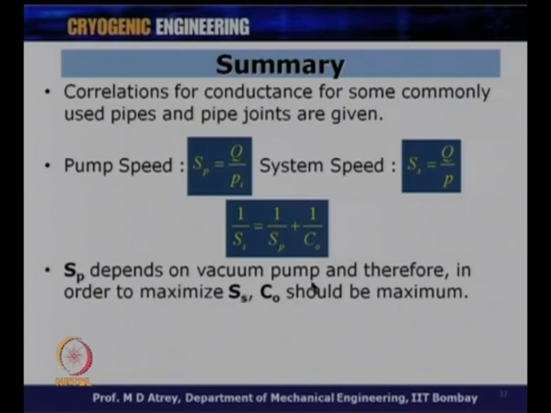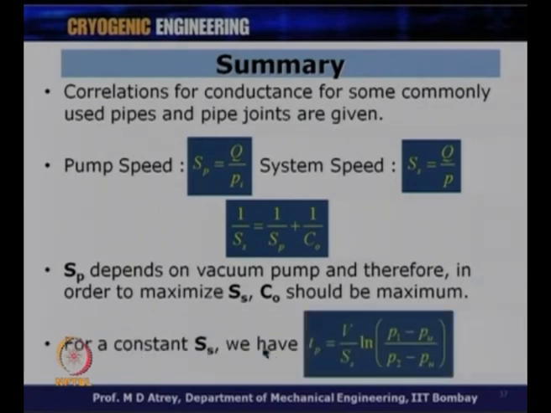SP depends on the vacuum pump, and therefore, in order to maximize SS, C0 should be maximum. So, the connection from the pump to the vacuum system has to be of bigger diameter and minimum length. If required, the pump should be directly mounted on the system to be vacuumed. There is no point in having a low conductance. If I have a very high pumping speed, there is no point in decreasing it by connecting it to some capillary tube or something like that. I should ensure that the pump directly sits on the system to be vacuumed, so that my C0 is close to an infinite value, and that is the way decisions are made in practice.